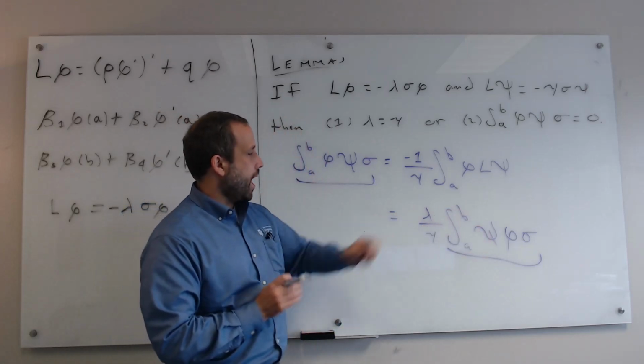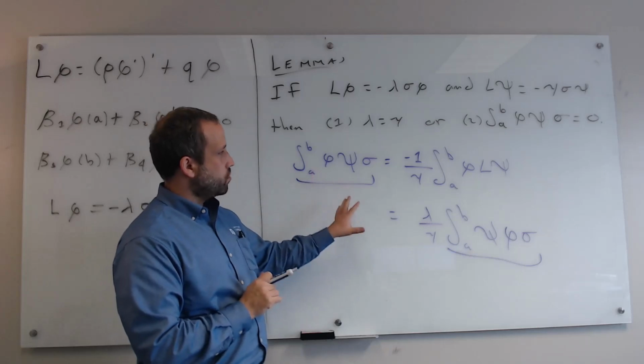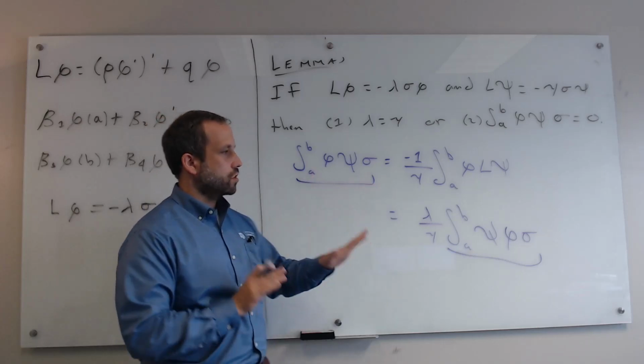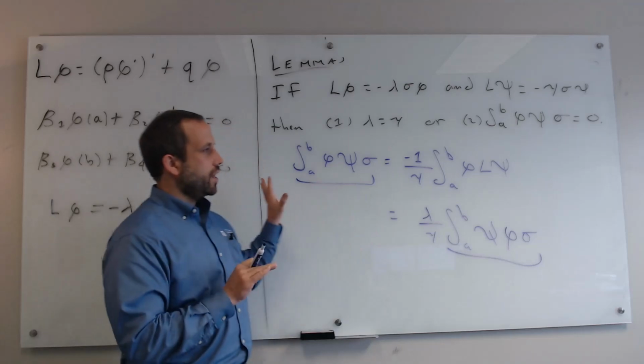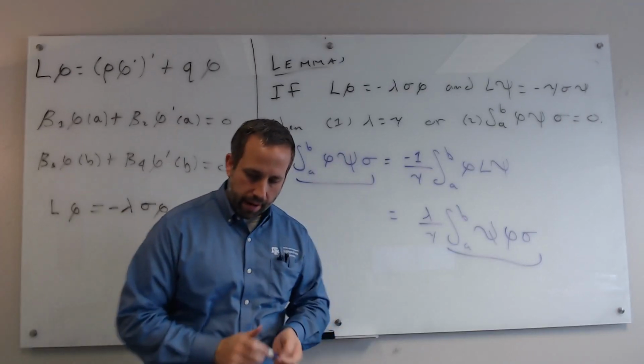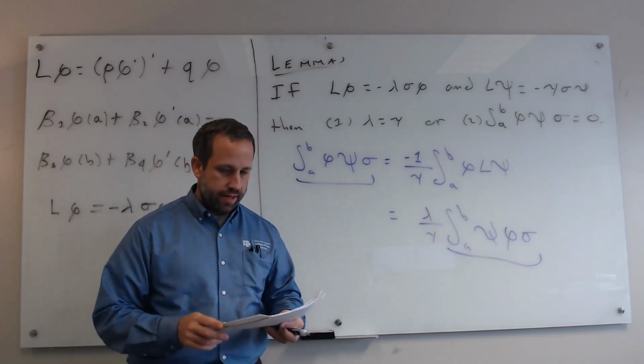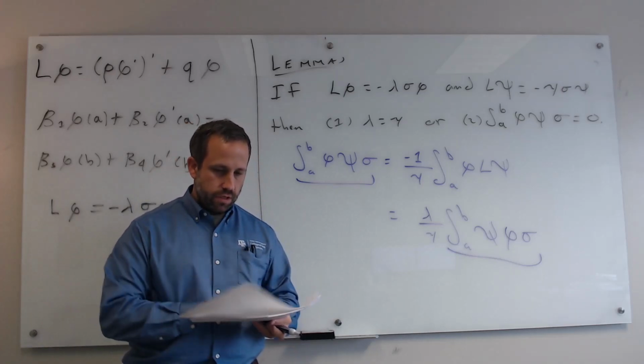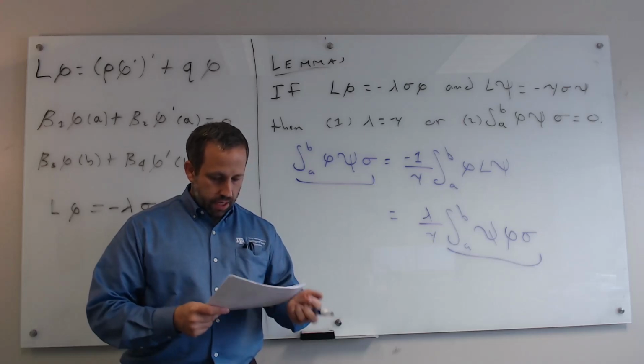Caveat is if lambda is equal to 0, this doesn't work, and if gamma is equal to 0, this doesn't work. So now what I want you to do is you need to figure out what happens if one of lambda or gamma is equal to 0, but I'm not going to talk about that. That's something that I want you guys to think about on your own.